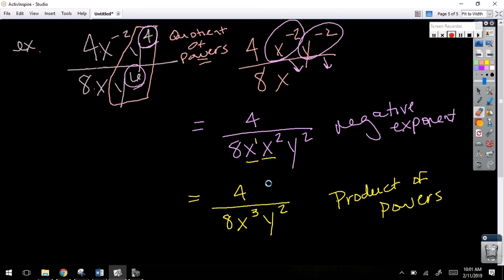1 plus 2 equals 3. These two came together to make the x3.